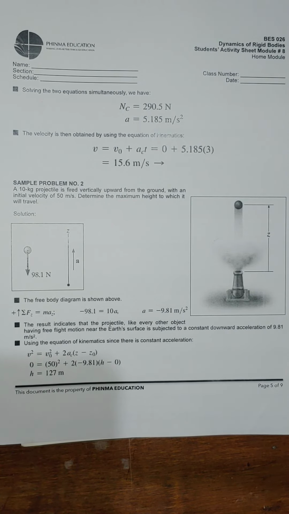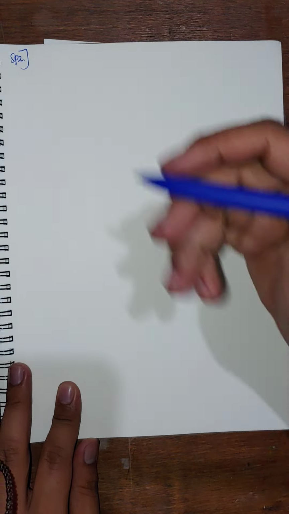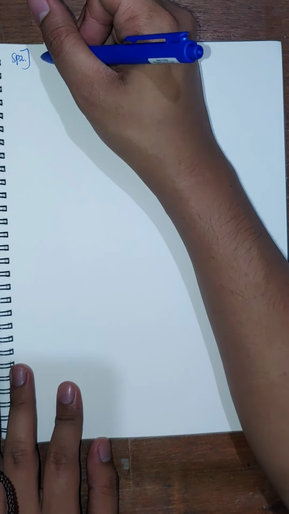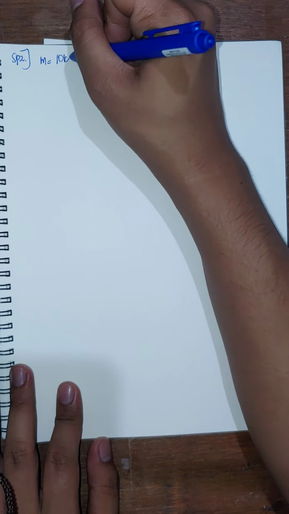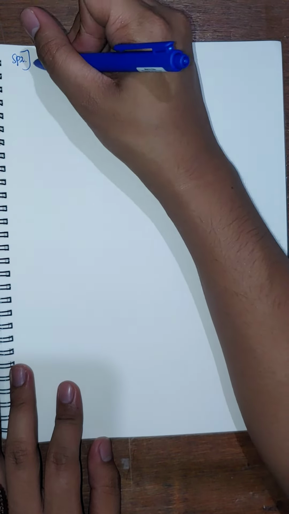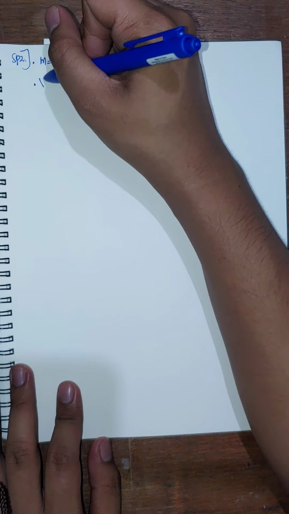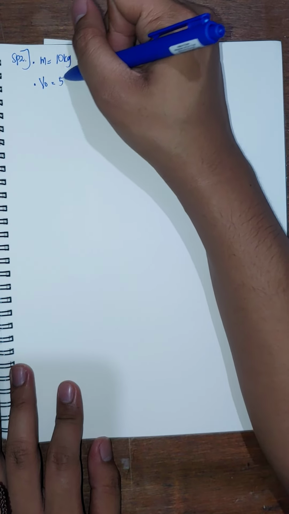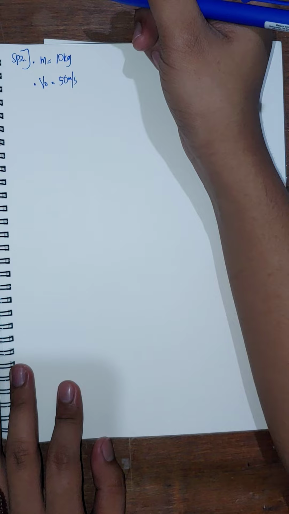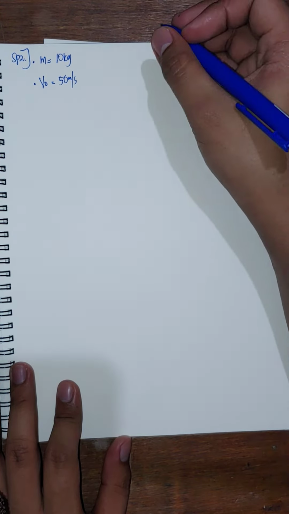So this is the projectile, and its direction is fired vertically upward from the ground. Okay, let's write the given. We have the mass of the projectile equal to 10 kilograms, and our initial velocity from the ground is equal to 50 meters per second. Determine the maximum height to which it travels.